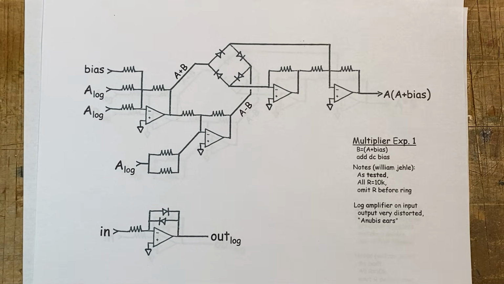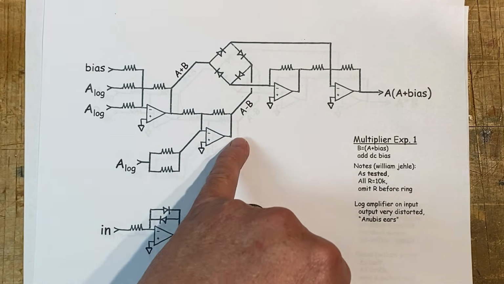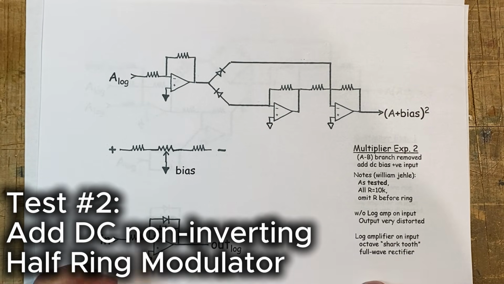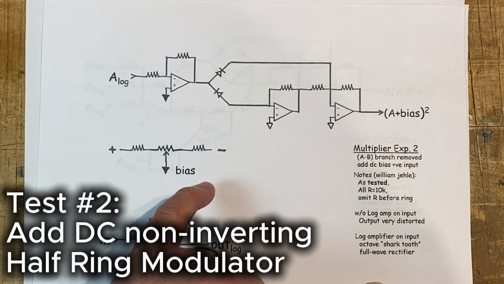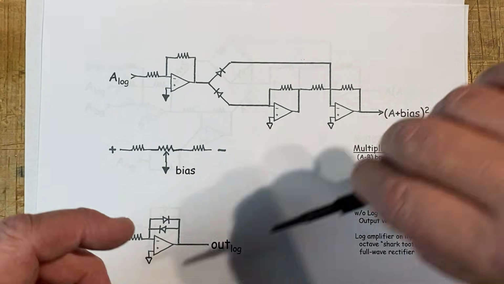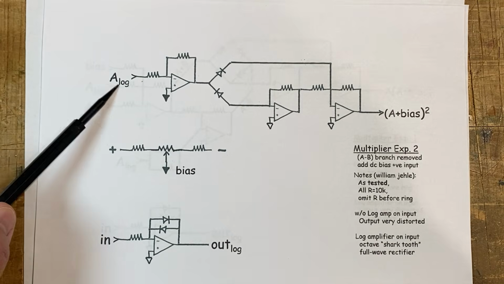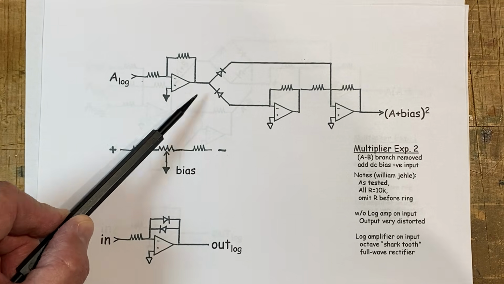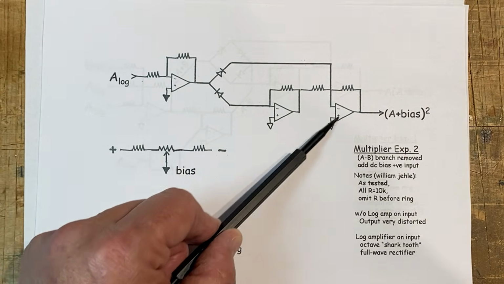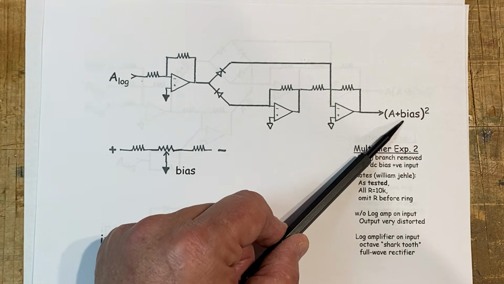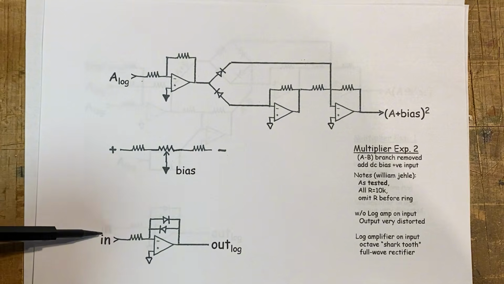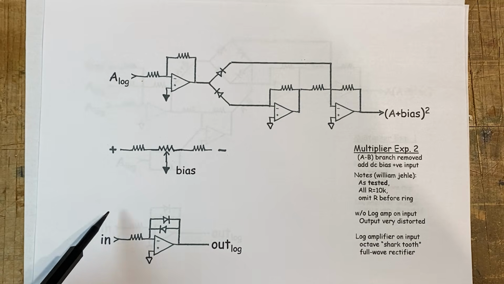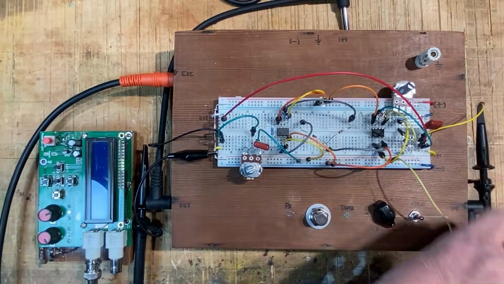What it winds up doing is half of my circuit goes away. This entire A minus B branch goes away. So I have this half ring modulator, or a two-quadrant multiplier. So I just have my signal coming in here, and I'm going to add the bias on this non-inverting input. And then I'll have my squarer circuit here to give me A plus bias squared. So let's give that a try. I'm also going to try this both with and without the log function, just to see how the circuit behaves.